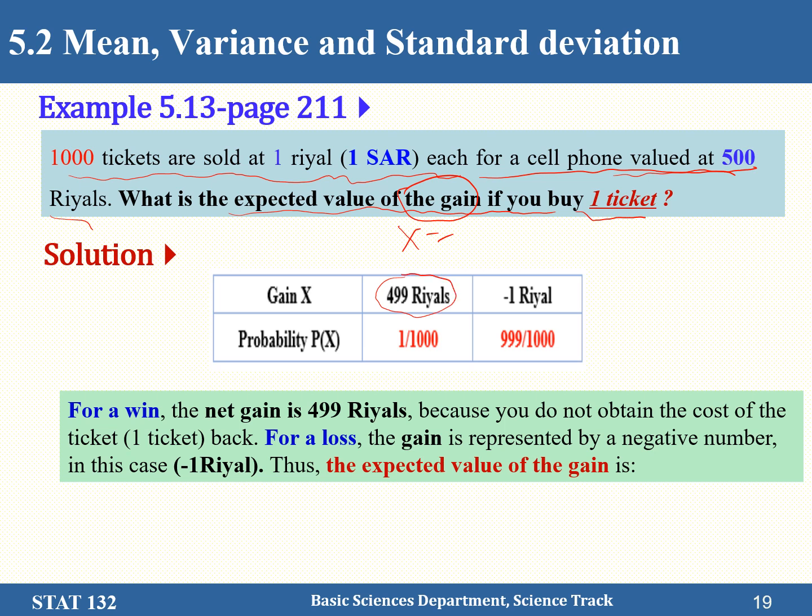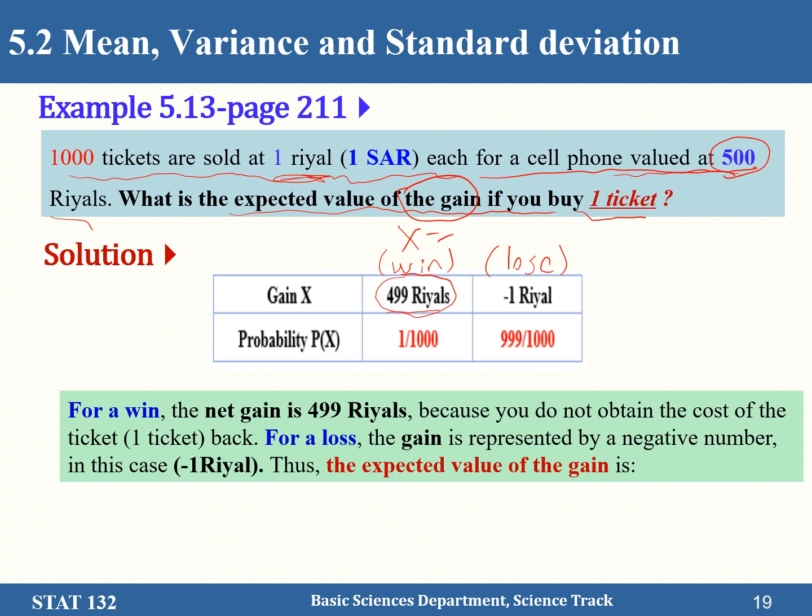So we will get 500 real, but we spend 1 real for the ticket, so it makes 499. Our gain is this. This is the win case here. If we lose, this is when we lose one ticket, so it means 1 real. So let's look at the probabilities of happening.